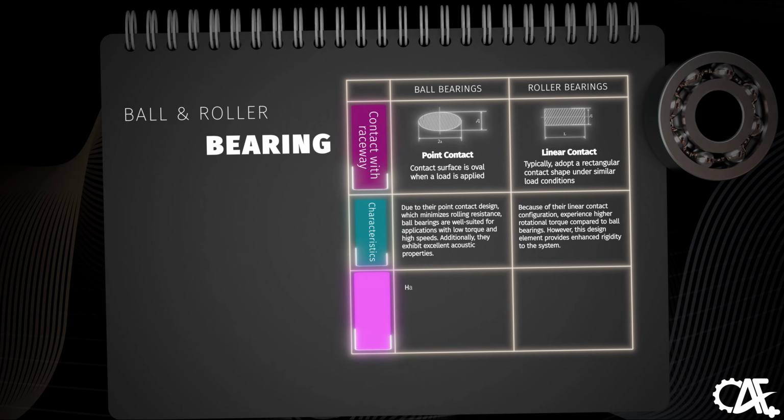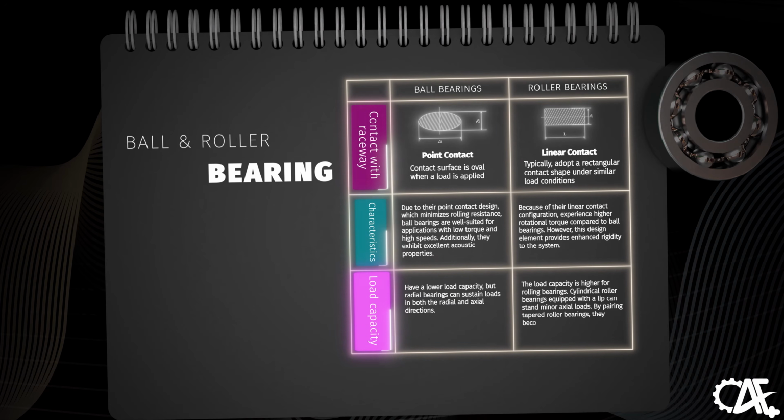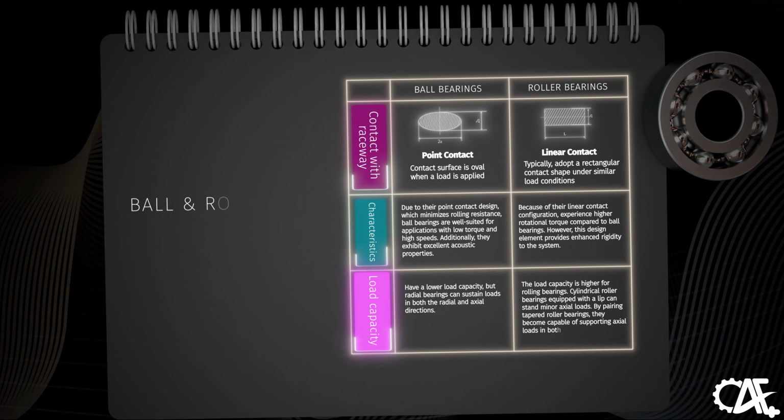Ball bearings have a lower load capacity, but radial bearings can sustain loads in both the radial and axial directions. Conversely, roller bearings have a superior load capacity. Cylindrical roller bearings with a lip can accommodate minor axial loads, and when tapered roller bearings are paired, they can support axial loads in both directions.